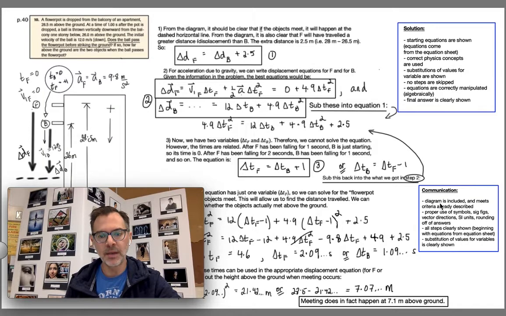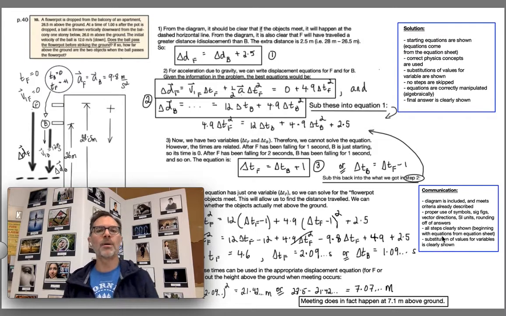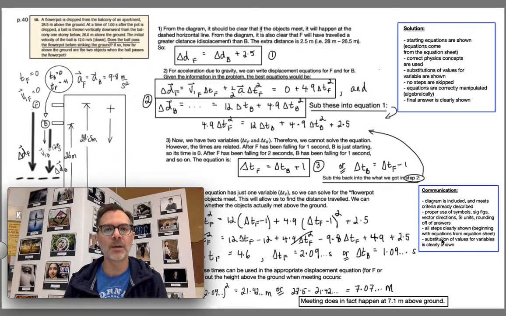One last word on communication. We already talked about the diagram, so I'll skip that. Make sure you're using the proper symbols, sig figs, units, vector directions, and so on and so forth. You're rounding your answers correctly. All steps clearly shown, and the substitutions are clearly shown. If you can do all these things, then you stand the best possible chance of getting the highest mark that you are entitled to. Now, a couple of other quick things.